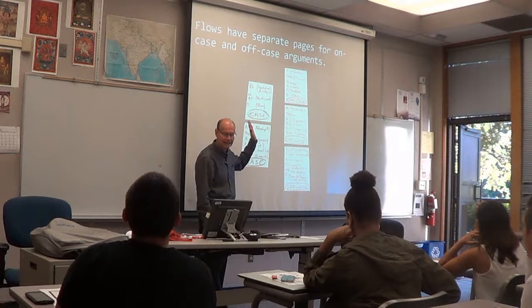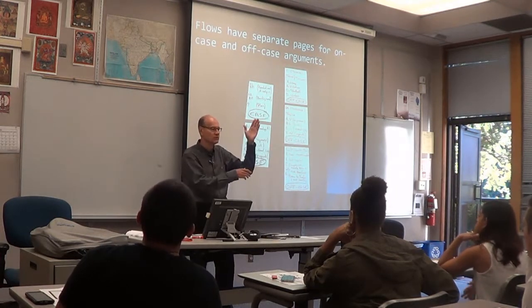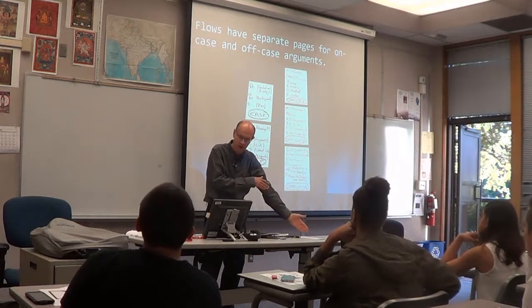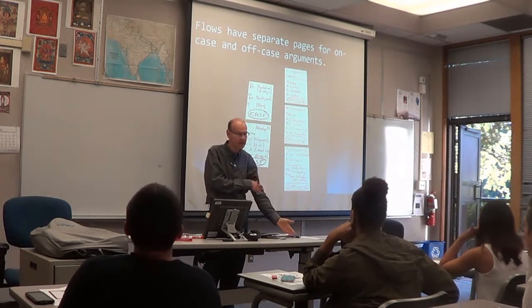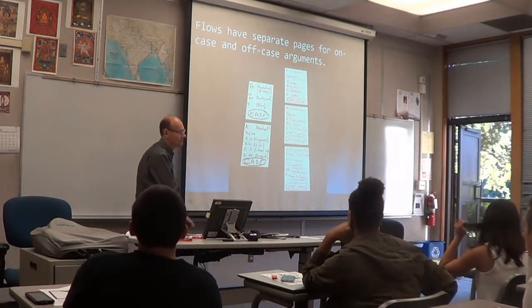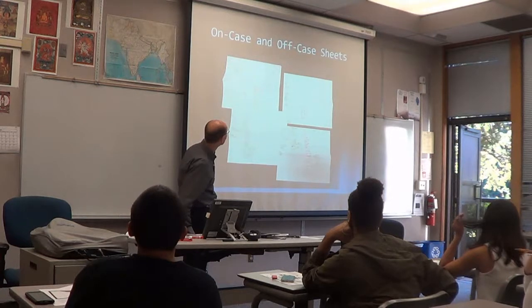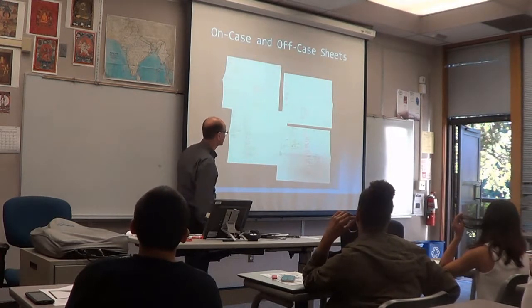Okay. And remember, you've got to keep it in columns. All the way down, column one is the first speech, and then on the second piece of paper, all the way down, column one on the second piece, and God forbid the third piece. Okay? So does that make sense? Okay. So the on and off case arguments.